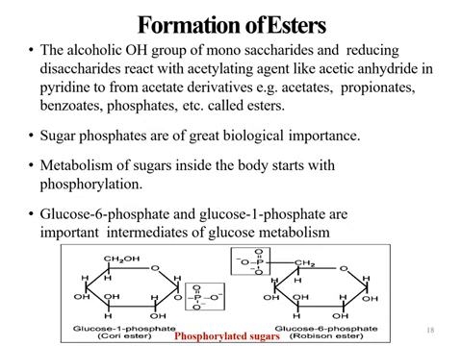The next is the formation of esters. The alcoholic hydroxyl groups of monosaccharides and reducing disaccharides react with acetylating agents like acetic anhydride in pyridine to form acetate derivatives, propionates, benzoates and phosphates. These are called the esters of monosaccharides.